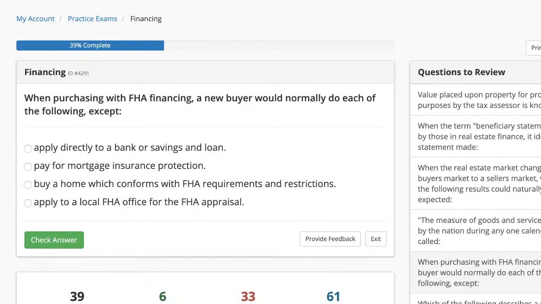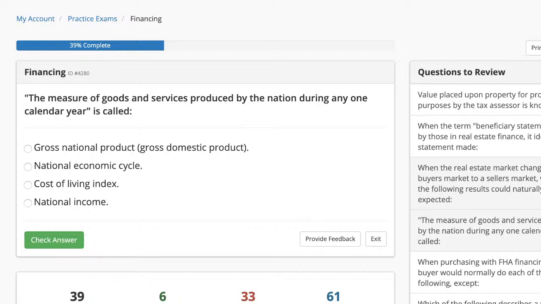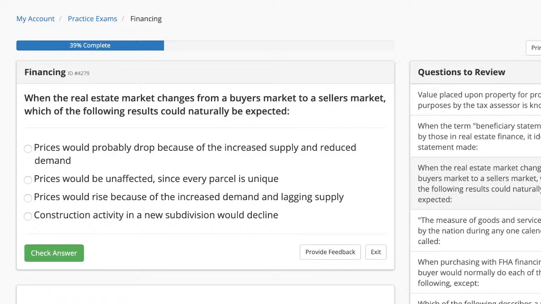I already did this one. When the real estate market changed from buyer's market to a seller's market, which of the following results could naturally be expected?